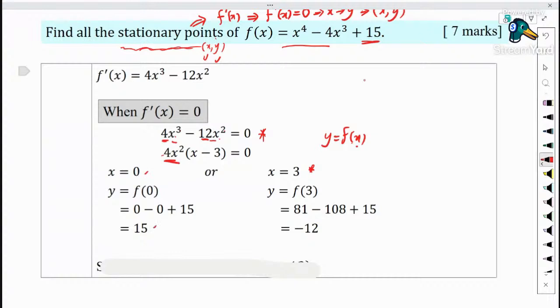Combine the x, y values together to form coordinates. I find out that the stationary points are (0, 15) and (3, -12). And in here, a suggestion to make your calculation more systematic and more organized: we arrange in ascending order according to the x coordinate, from small to large for the x coordinates. When you arrange the points this way, it will be much better. So there goes the 7 marks for this question here.